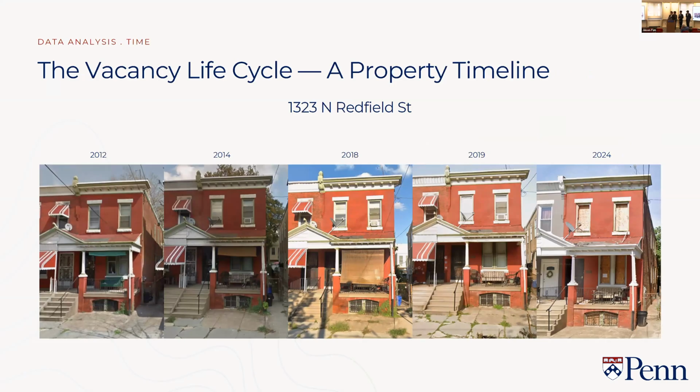Next, we look at vacancy as a life cycle. Look at the example property here. This shows how a building's conditions can change across years. So vacancy is not a fixed state. It can appear, persist, or disappear over time. So timing is very important for our modeling. We need to know not only whether a property had a vacancy-related event, but also when that event happened.